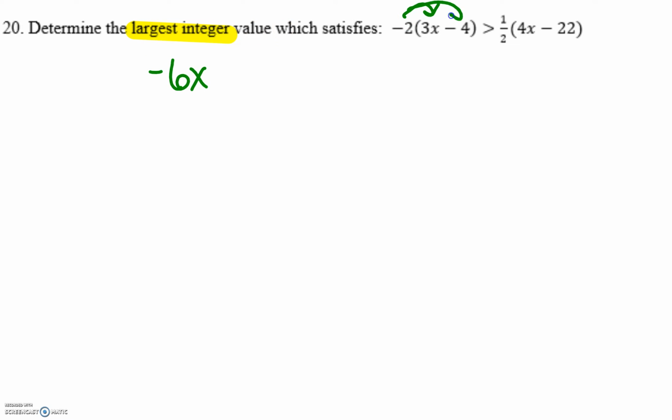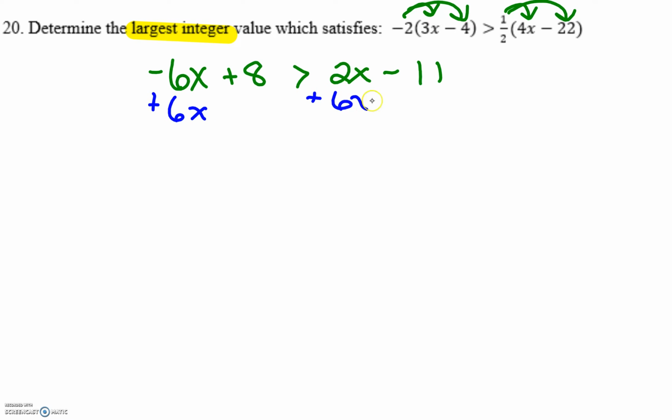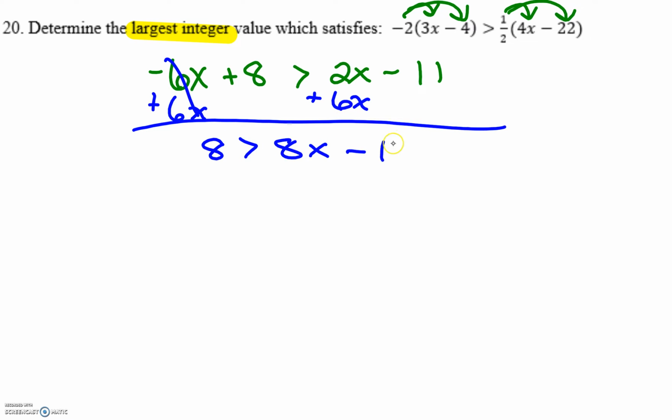-6x plus 8, bring down our symbol. 1/2 of 4x is 2x. 1/2 of -22 is -11. I'm going to add 6 over to the other side. I have 8 is greater than 8x minus 11.